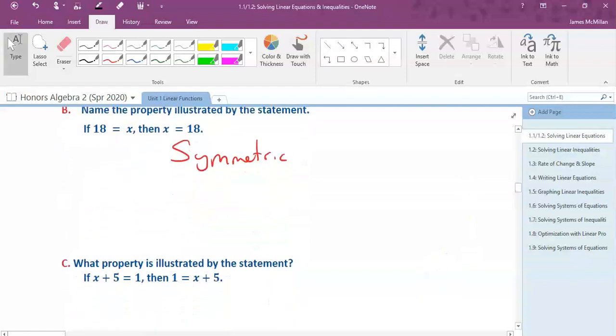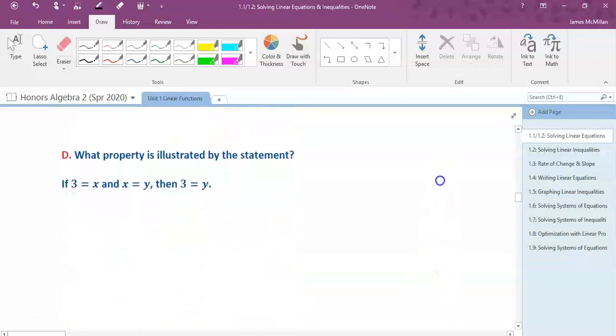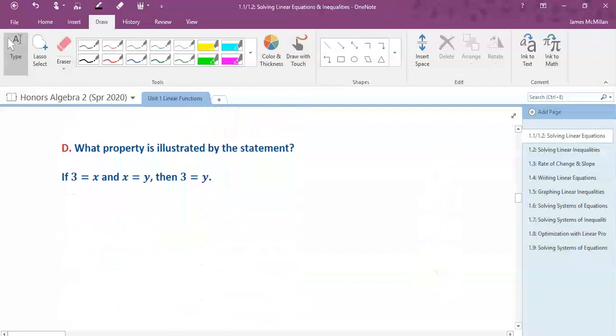In C, what property is illustrated here? We've got if x plus 5 is equal to 1, then 1 is equal to x plus 5. What happened? This is also symmetric. I tried to trick you a little bit there, but it's the same one, symmetric. Last one here, example D. What property is illustrated by the statement, if 3 is equal to x and x is equal to y, then 3 is equal to y? If we cut out the middleman, all of this going away, 3 is equal to y, so this is the transitive property.